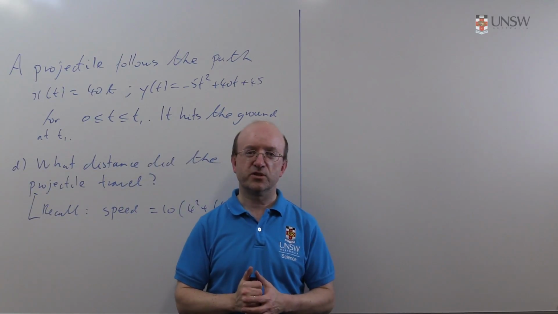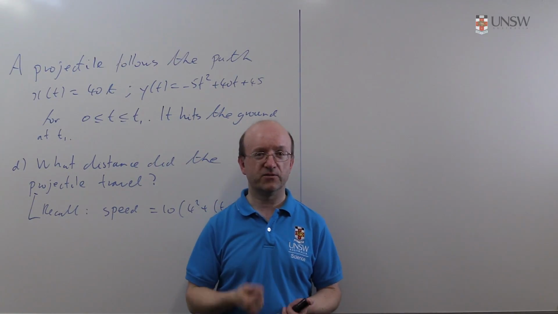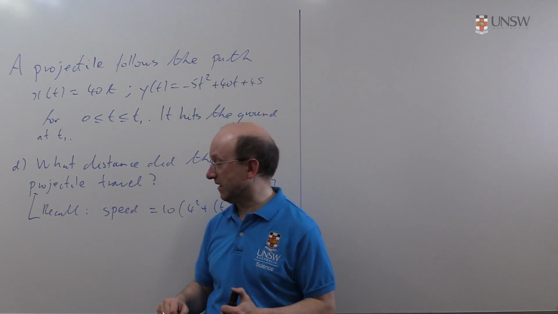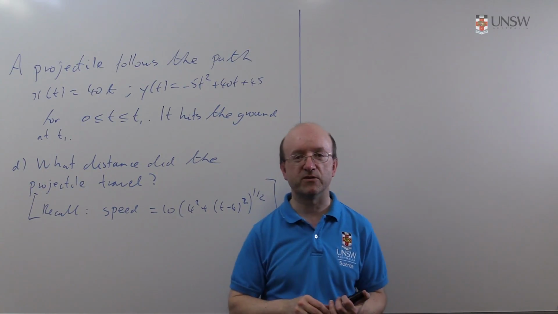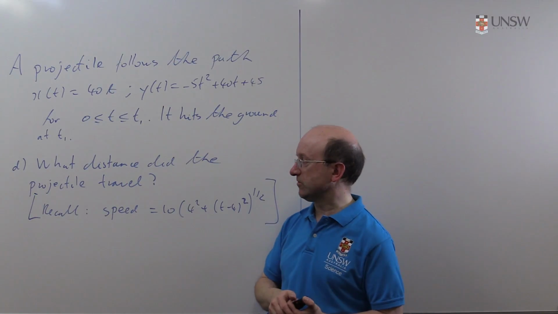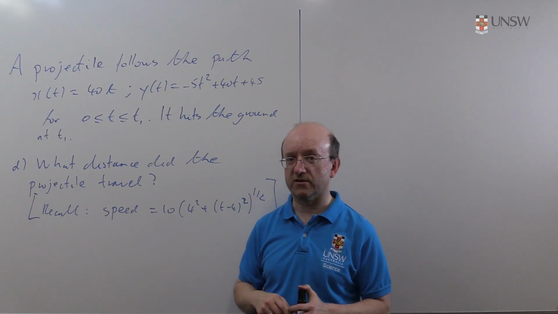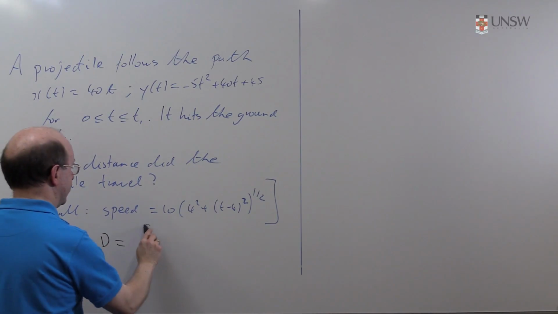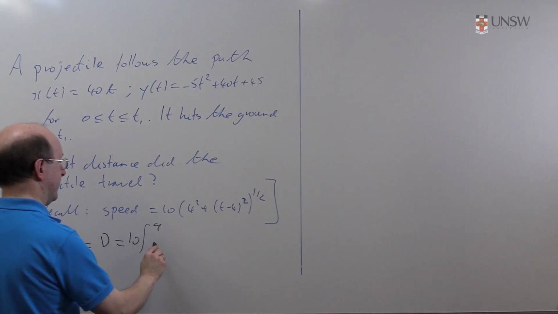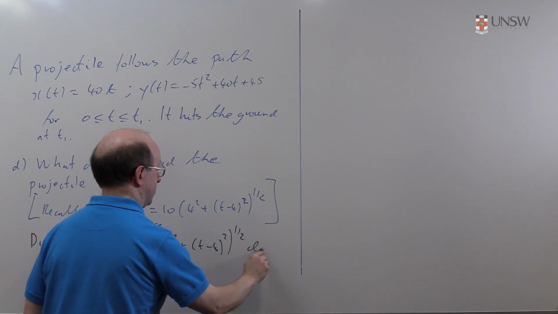We want to calculate the distance the projectile actually travelled, which means we're going to have to find the arc length of its path, which means integrating the speed of the projectile. Now, that's the formula that we had before for the speed, 10 times the square root of 4 squared plus t minus 4 squared. I've left it in this form deliberately for reasons you'll see shortly. So we want to integrate this from 0 to 9 because that's how long it took the projectile to travel. So the distance, which I might as well call d, is the integral from 0 to 9, let's take that 10 out, of the square root of 4 squared plus t minus 4 all squared dt.